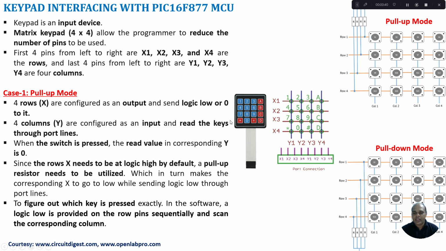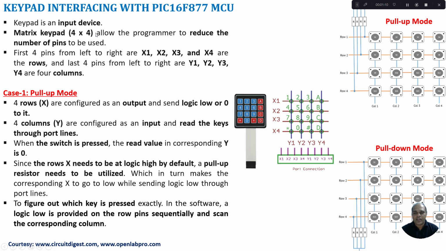Here you see a typical keypad with the numbers 1, 2, 3, 4 through 9 and 0, and A, B, C, D, hash, star, etc. So altogether we have 16 switches. If I want to connect the 16 switches to a microcontroller, then we might require 16 GPIO pins. Whereas if I use a matrix keypad, we can reduce the number of pins.